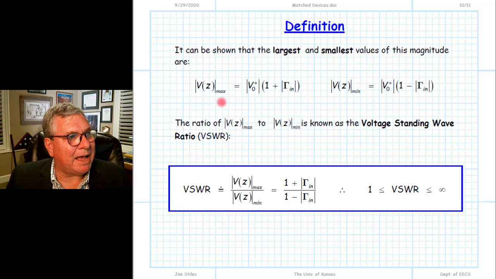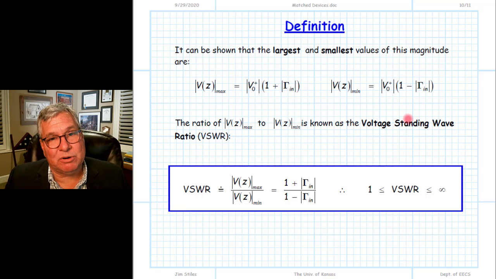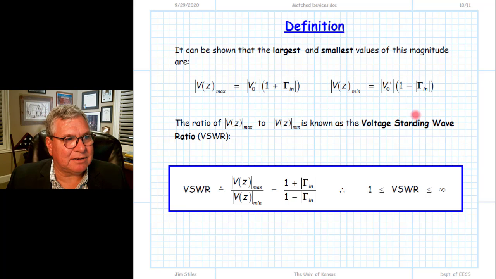In that case, the magnitude of the total voltage will be a constant everywhere, and therefore VSWR is going to be equal to 1. The worst case scenario is when we have a magnitude of gamma in which is equal to 1. Again, that would correspond to an input impedance that was purely reactive. All of the incident wave is reflected. And in that case, the VSWR goes to infinity.